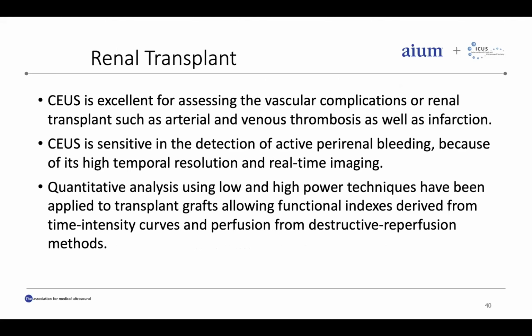It's very sensitive in the detection of active perirenal bleeding because of its high temporal resolution and real-time imaging. And quantitative analysis using low and high power MI techniques have been applied to graphs, allowing for functional indices derived from these time intensity curves and perfusion from destruction and reperfusion. And we can often see very small infarcts in these kidneys that are obviously volume averaged with CT and MR.